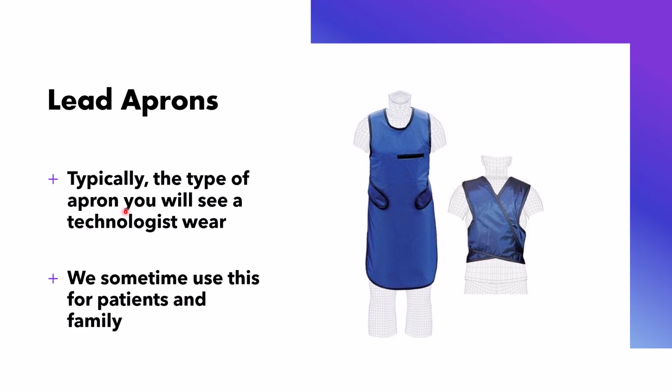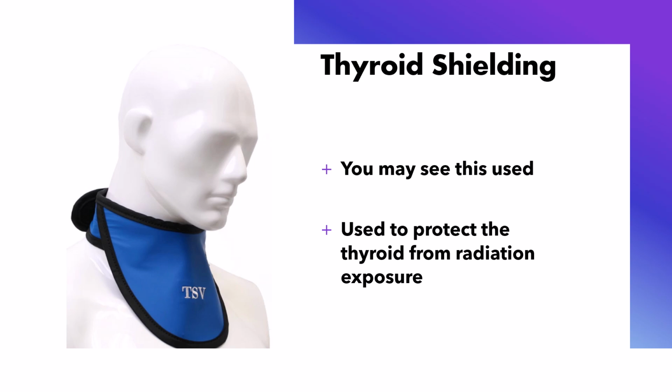So typically the type of aprons you will see the technologists wear is a full apron or a top and a bottom. We sometimes use this for patients and families, but most of the time this is what we will wear in fluoroscopy. We're always going to wear these. If you have someone that's with the patient that can't leave the room, has to be with the patient, you should give them a lead apron to protect them.